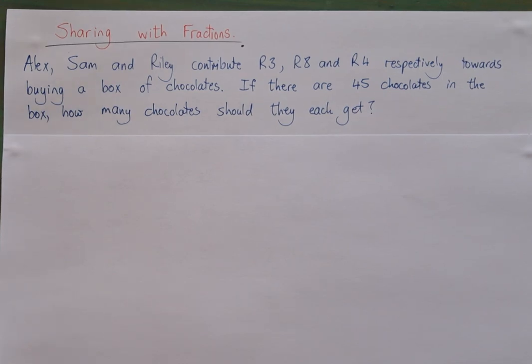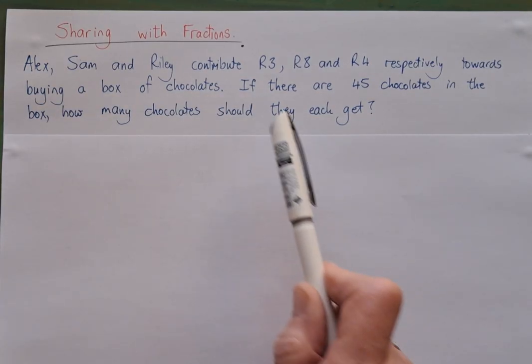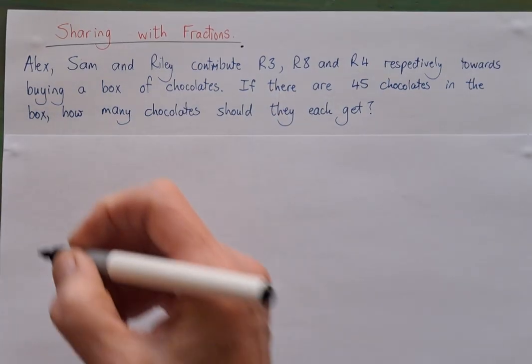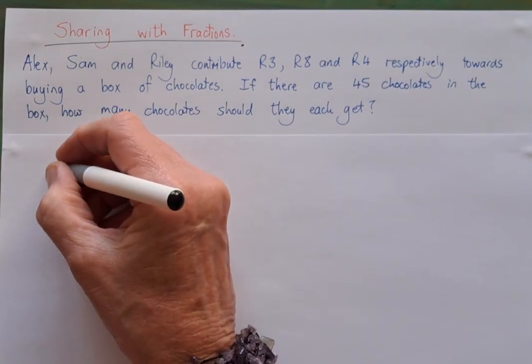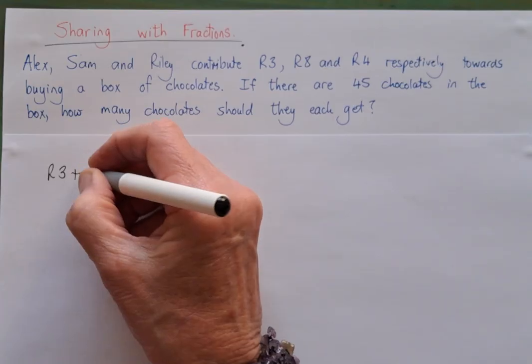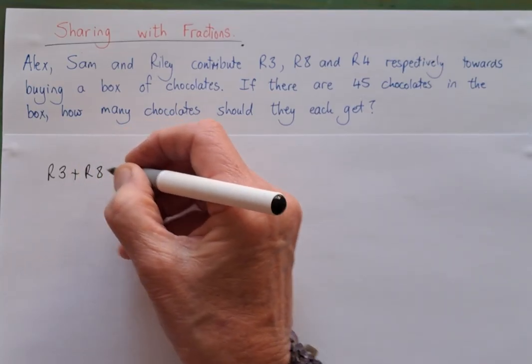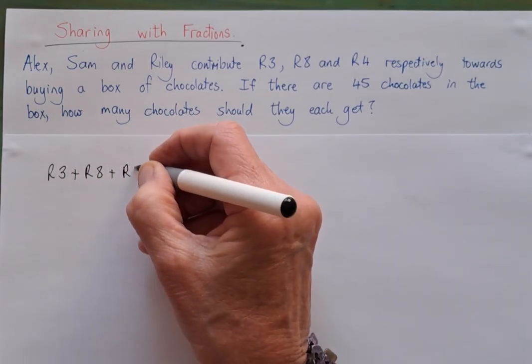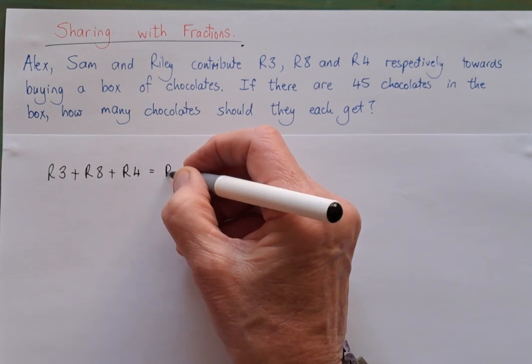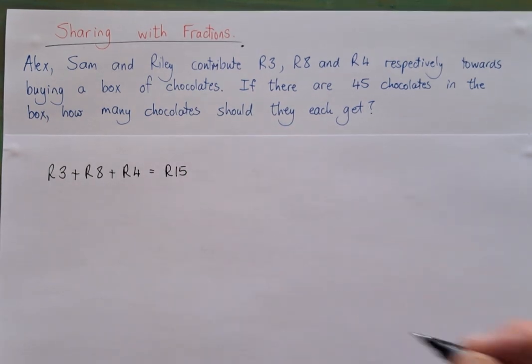So what do we know here? We know what they each contributed. Do we know what the box of chocolates actually cost? Does it tell us that directly anywhere? And the answer to that is no. But can we work out what the box of chocolates cost? Well, if we know what they each contributed, that's going to be fairly easy: Alex's contribution plus Sam's contribution plus Riley's contribution, and that's going to give us 15 Rand.